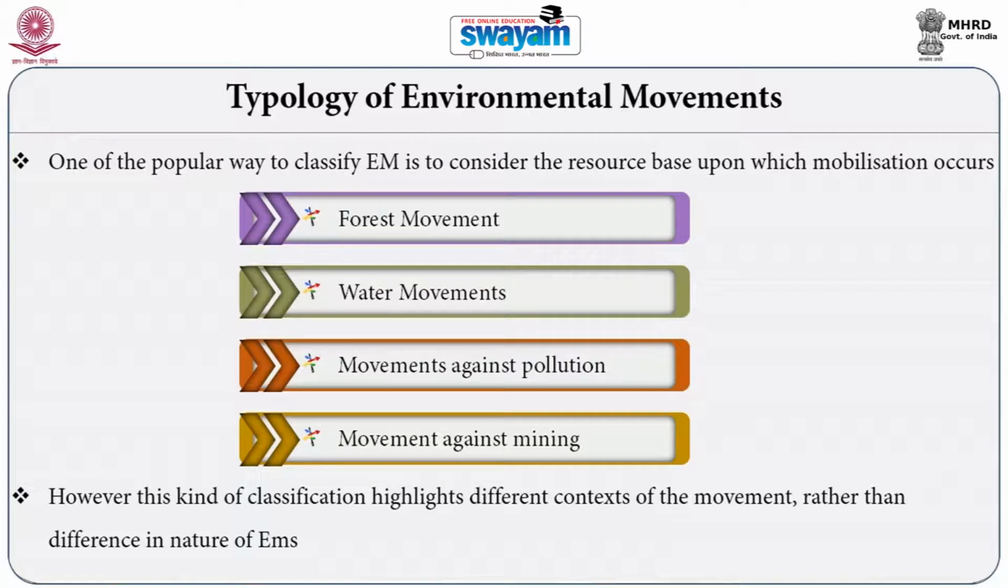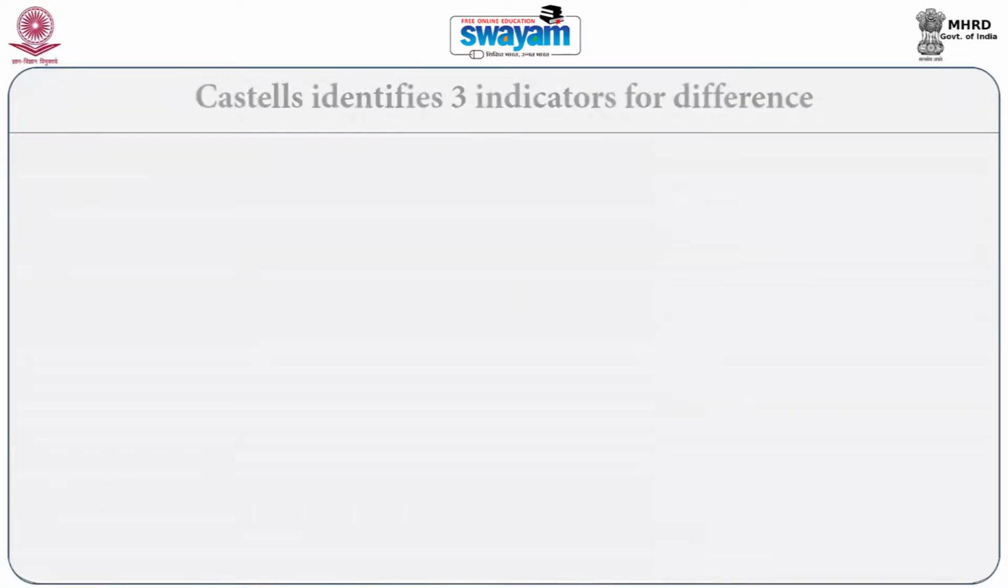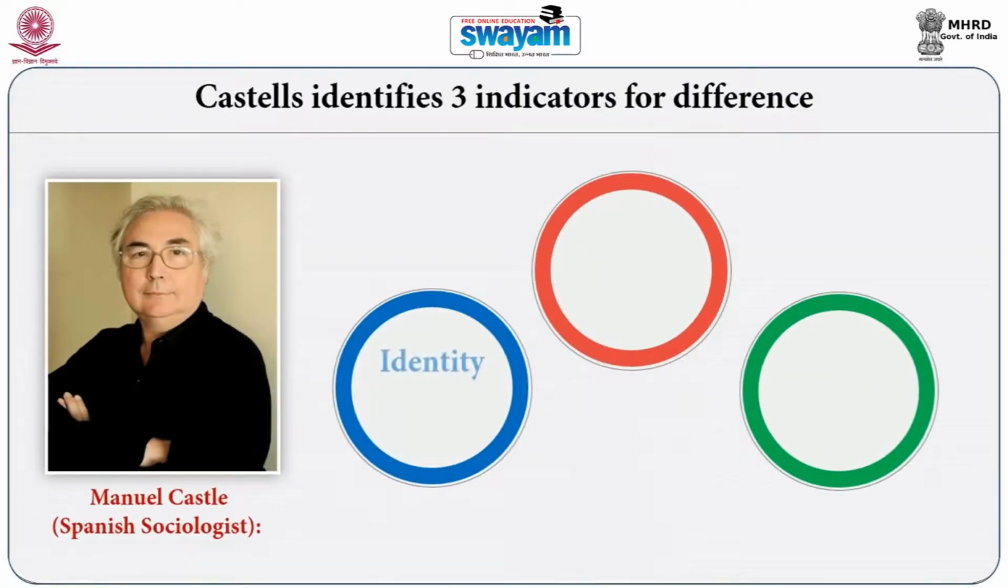So when we say forest-based movements or water-based movement, maybe these movements are of one type. Just the context is different, the space upon which the mobilization takes place is different, but the nature of movement, the characteristics of movement may be of the same type. So sometimes it becomes problematic to classify environmental movement based on the resource base upon which the collective mobilization occurs. Castells identifies three indicators on which he classifies these movements.